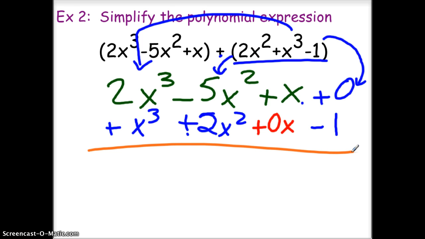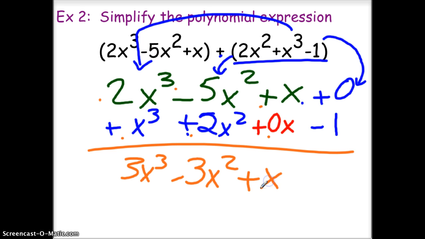Now I can add these together vertically. 2x cubed plus x cubed is going to be 3x cubed. Negative 5x squared plus 2x squared is going to be negative 3x squared. X plus 0x is just plus x. 0 minus 1 is negative 1. So my final polynomial is 3x cubed minus 3x squared plus x minus 1.